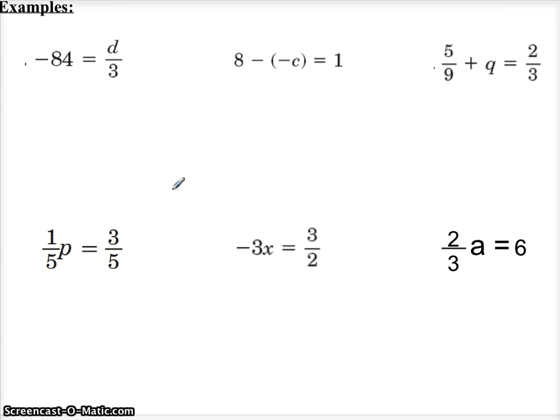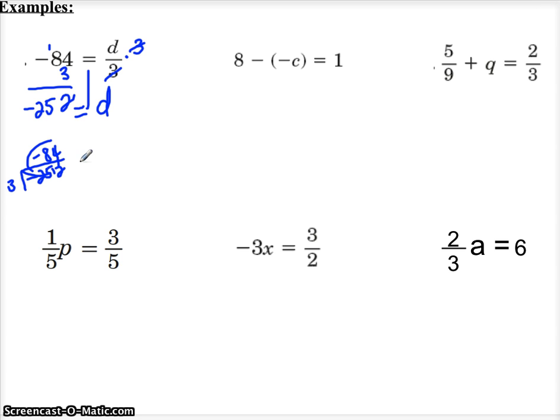Now you will see them written in different ways. This one, your variable's on your right. It's alright. You just say that's d divided by 3. So what's opposite of divide? You multiply both sides times 3. So you get negative 252 equals d. And then just check that. Negative 252 divided by 3. That goes in 8, 1 left over, negative 84, so that checks. d equals negative 252.